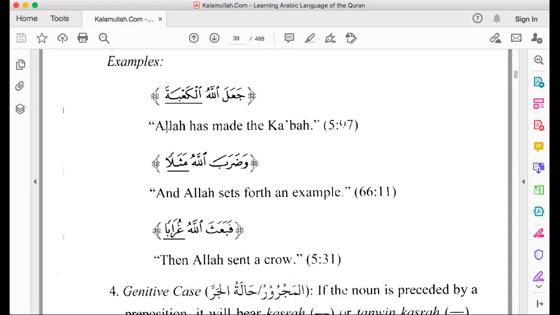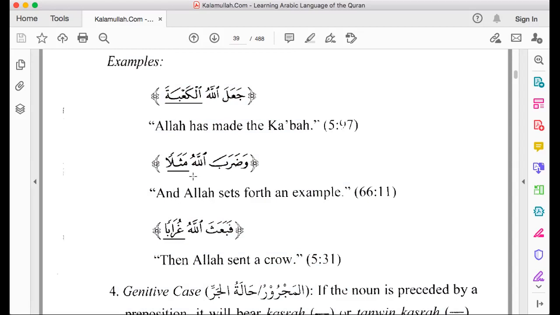So let's look here. Ja'alallahu al-Ka'bata. So Allah has made the Kaaba. Who's the subject here? Allah, he's the one that made the Kaaba. So Kaaba is the object, and that's the reason why it bears that fatha. Okay.